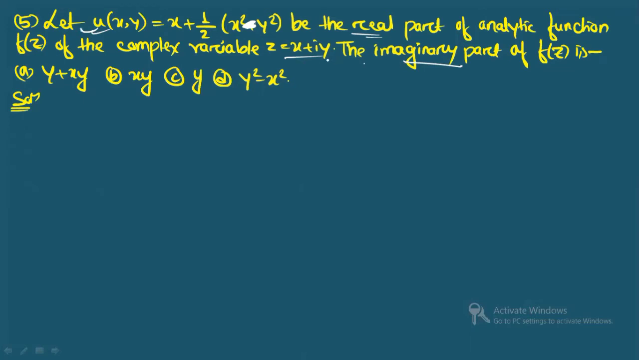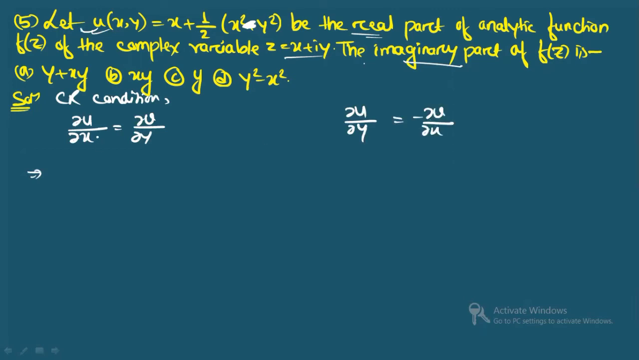So how can you find the imaginary part when the real part is given? You will use the CR condition, right? So we will write the CR condition. What is the CR condition? The Cauchy-Riemann condition is: del u by del x equals del v by del y, right? And you know, del u by del y equals minus del v by del x.